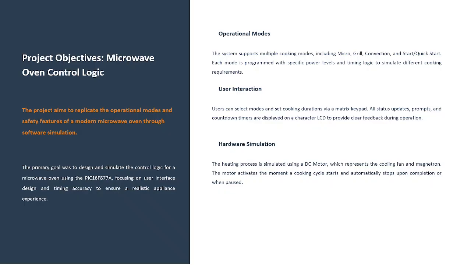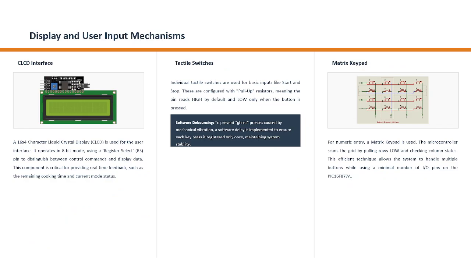User interface: users can select modes and set cooking duration via a matrix keypad. All status updates, prompts, and countdown timers are displayed on a character LCD to provide clear feedback during operation. Hardware simulation: the heating process is simulated using a DC motor, which represents the cooling fan and magnetron. The motor activates the moment a cooking cycle starts and automatically stops upon completion or when paused.